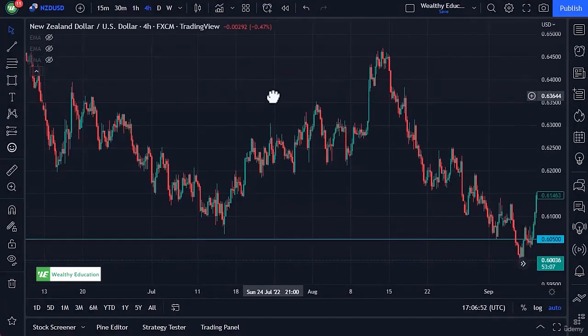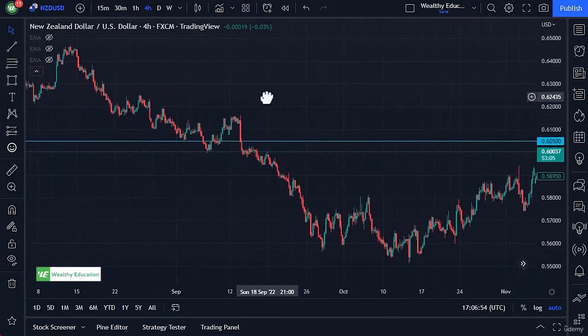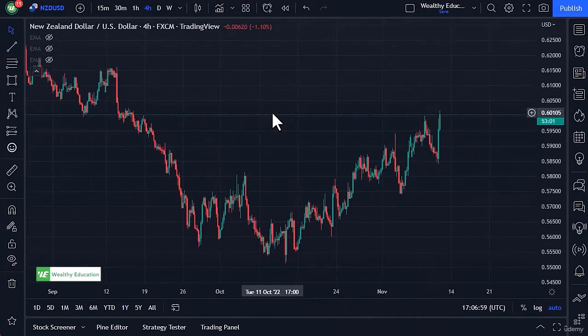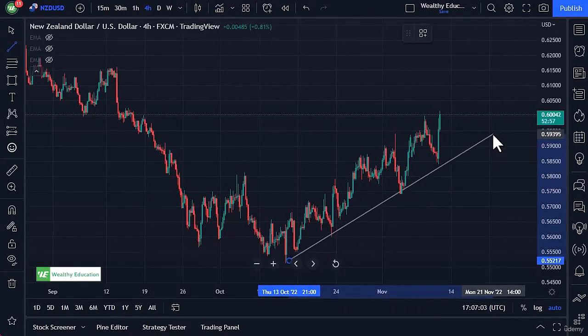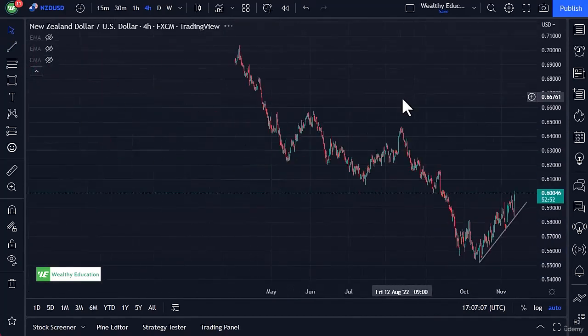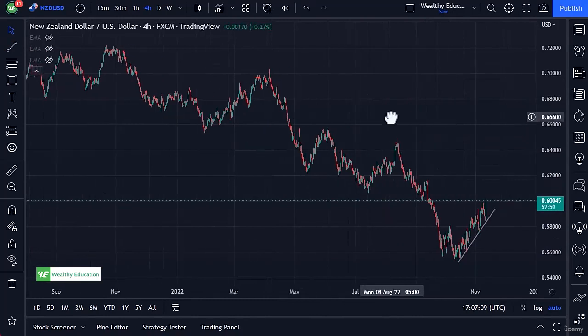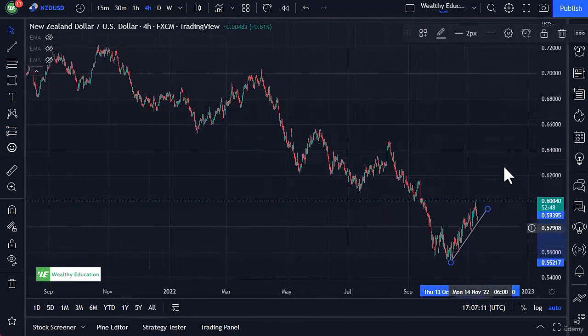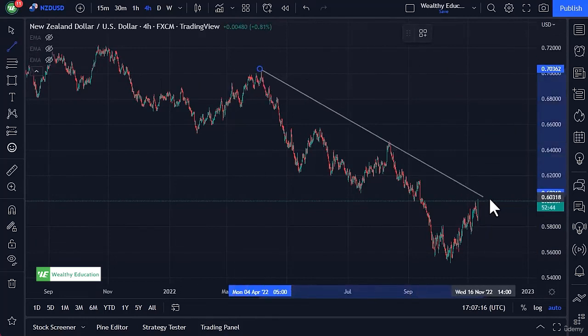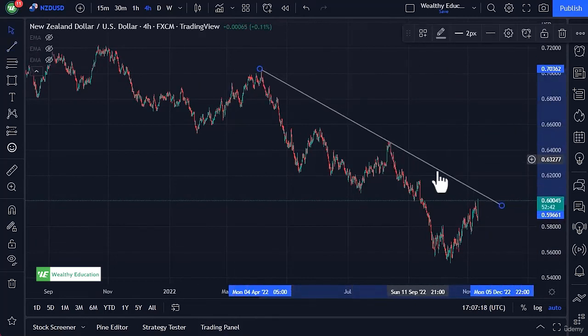Not always, but they do tend to be. So this is the New Zealand dollar. We remove the drawings here. This is a nice uptrend line on the 4-hour chart for some time. But again, we're still very much in a downtrend. So you could look at the downtrend line that is forming right there. So you could say that you would expect to see some selling pressure in that area, right?